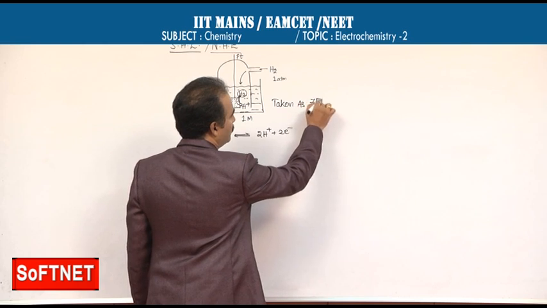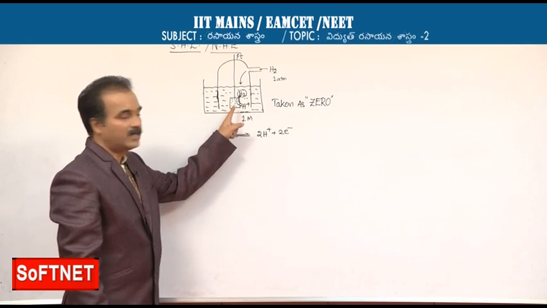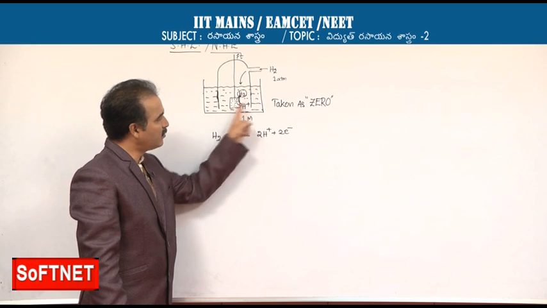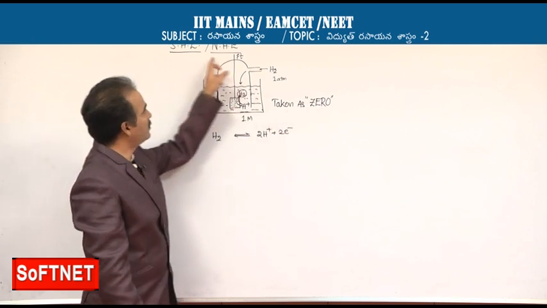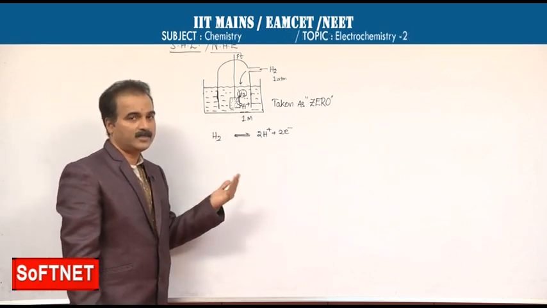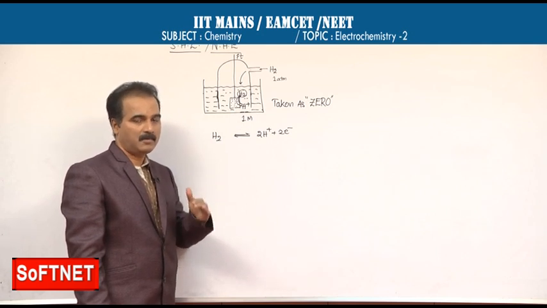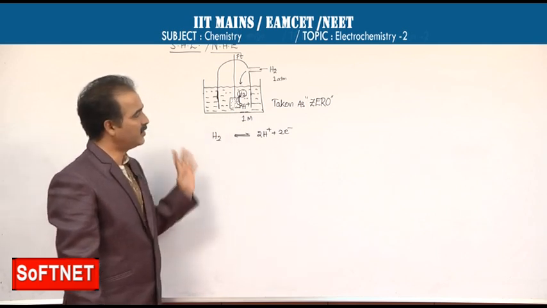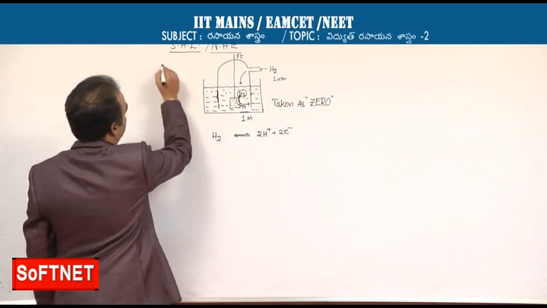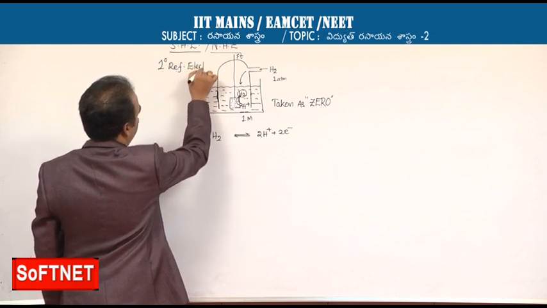Taken as 0. Actually speaking, it is not 0, it is something. But for convenience sake, being a reference electrode, we take this electrode potential as 0, and with respect to the standard hydrogen electrode, now we will find electrode potentials of different electrodes like zinc electrode, copper electrode, chlorine electrode. Like that, different electrode potentials we can measure with reference to the standard hydrogen electrode, which is a primary reference electrode.